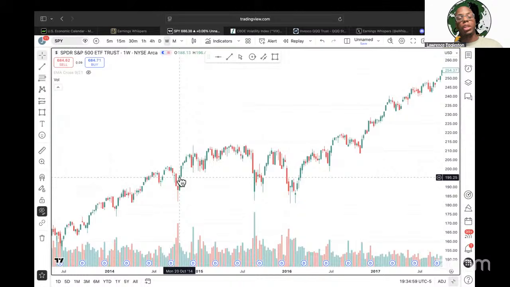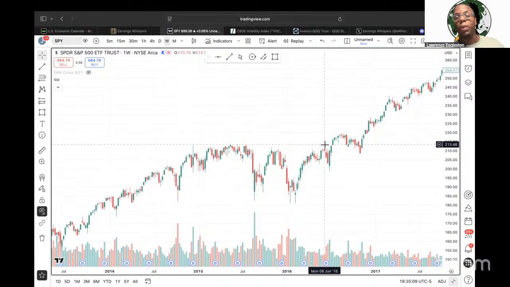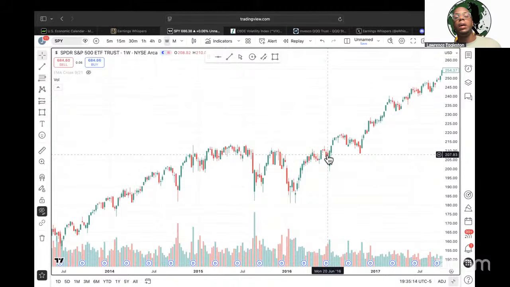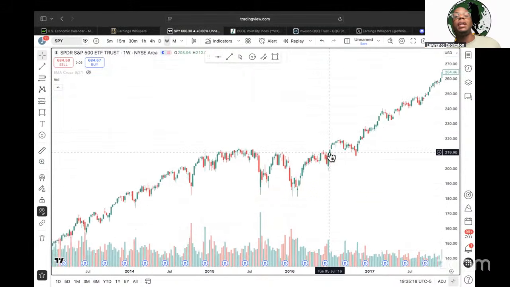There also is a chance that even something like this could play out from 2014 all the way to 2016. You know what I mean? Think about the SPY. It sat literally within a $30 range for 2 years. Think about that. From 2014 to 2016, you sat in a $30 range. Now, was that necessarily the worst thing?